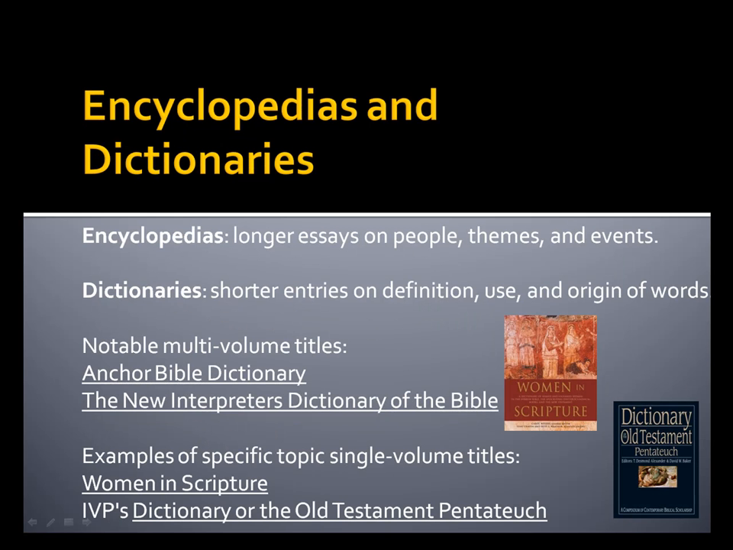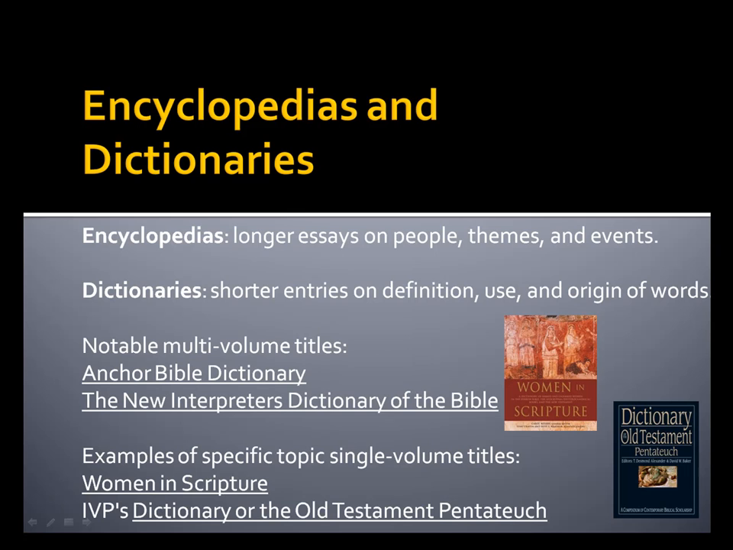The next source to consider would be the general Bible encyclopedias and dictionaries. The word dictionary is used to mean many things in biblical resources, but here we mean the most general resource. Encyclopedias generally have longer essays on people, themes, and events as entries, whereas dictionaries have shorter entries that focus on definitions, use, and origins of words. These can come in general multi-volume sets like the Anchor Bible Dictionary or the New Interpreter's Dictionary of the Bible. They can also come in more specific topics or subjects with greater detail in those topics. For example, Women in Scripture is a biblical dictionary that will deal only with women and women's issues found in the Bible.